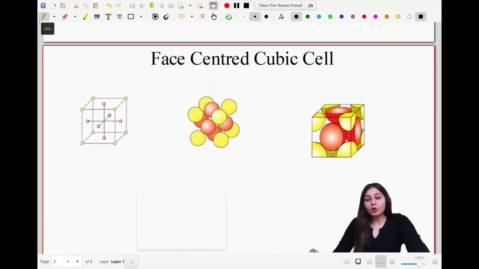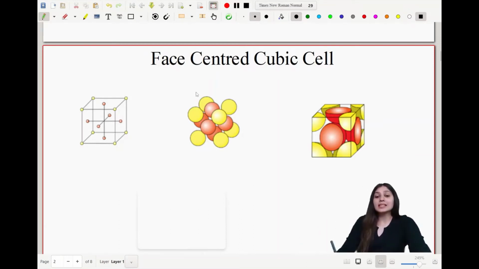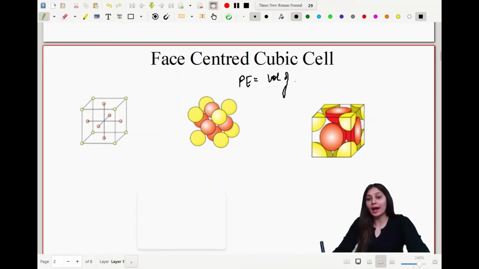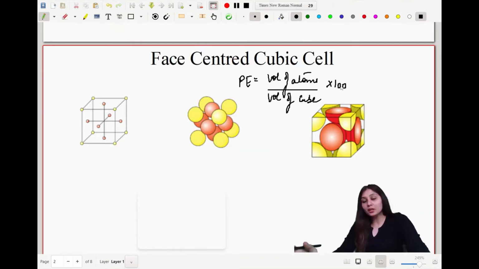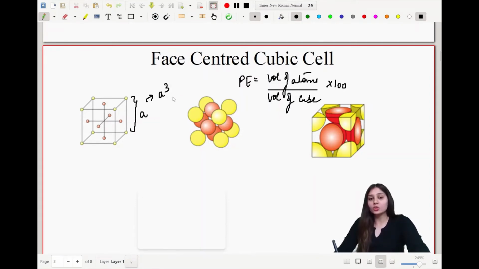So now we discuss what happens in the face-centered cubic cell. The exact same thing happens. The packing efficiency is volume of atoms present in the unit cell divided by the total volume available, which is the volume of the cube, multiplied by 100. In the numerator we have not 1, not 2, but actually 4 atoms, because in face-centered we have 4 atoms per unit cell. So whatever is the volume of one atom, we'll multiply that by 4 and we will have our numerator. The denominator, assuming our edge length is a, is a cube, the volume of the cube.